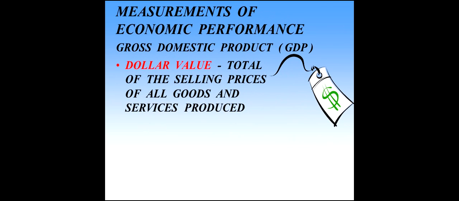Let's break down the component parts of that GDP definition to make sure that you have a thorough understanding of what they mean, and also provide some of the examples that I had mentioned a moment ago. Dollar value. What we mean by dollar value is the total of the selling prices of all goods and services that are produced.